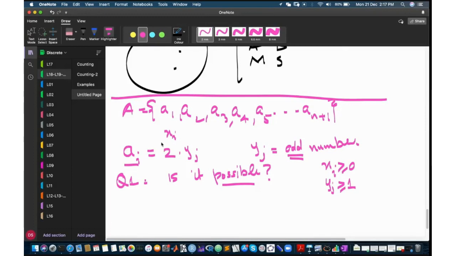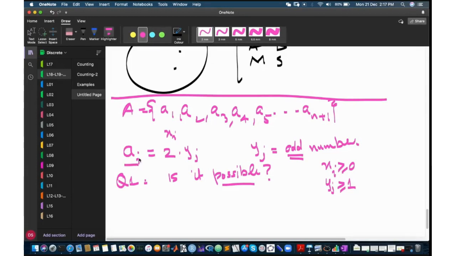Yeah, perfect. Awesome. So if ai is an odd number, I can choose xi to be 0 and this thing will become 1, and then I can choose yj to be equal to ai. So this way I can write every odd number as 2 to the power 0 times that odd number.